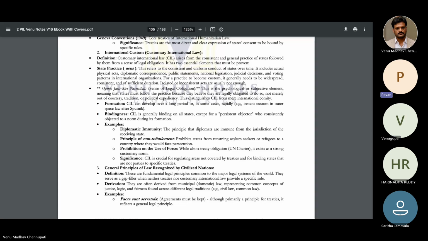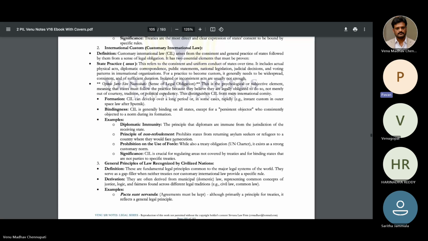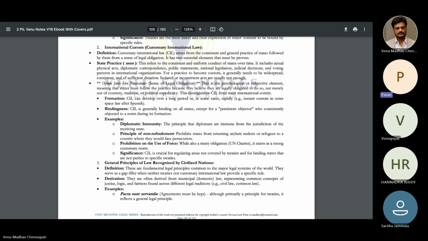Significance. CIL is crucial for regulating areas not covered by treaties and for binding states that are not parties to specific treaties. General principles of law recognized by civilized nations. Definition. These are fundamental legal principles common to the major legal systems of the world. They serve as a gap filler when neither treaties nor customary international law provides a specific rule. When there is no specific rule as defined earlier, then these general principles of law come into the picture.